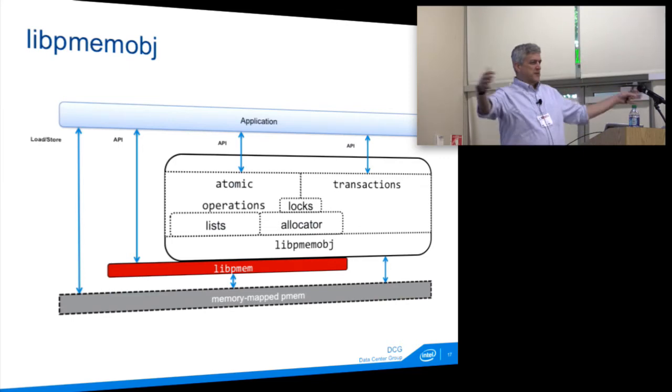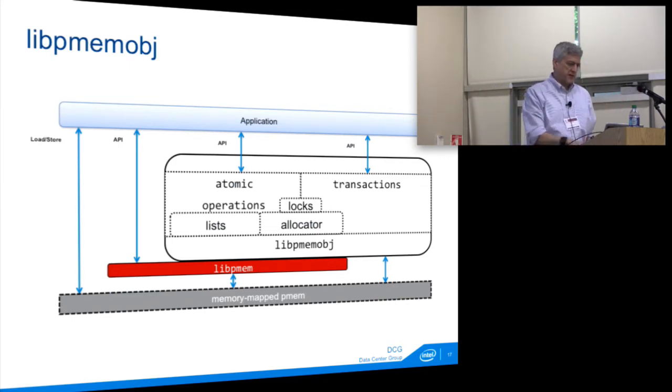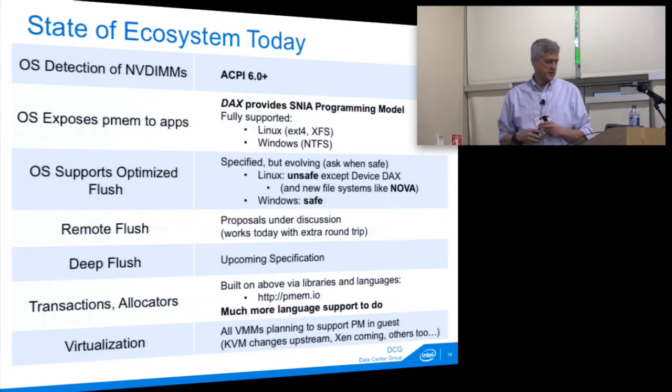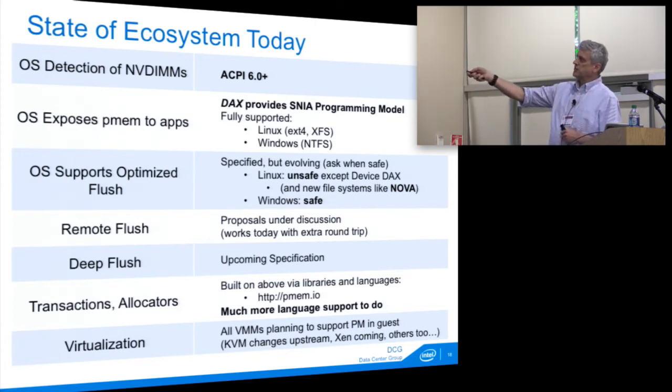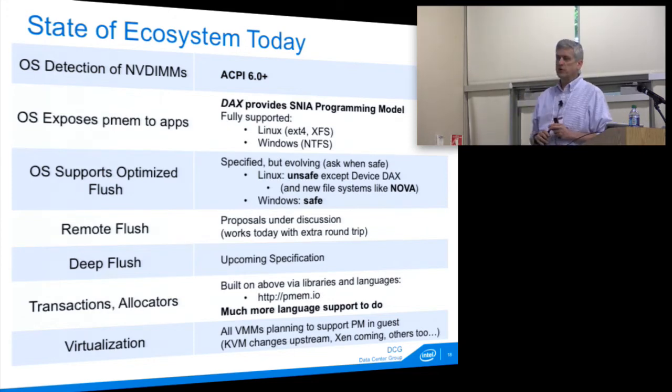Okay, so take all those programming models. What is the state of the ecosystem then? This is the culmination of what I've been building up to. The OS detection of the NVDIMMs, again, we already have that out there in ACPI. It started in ACPI 6.0, and we've been enhancing it since then.